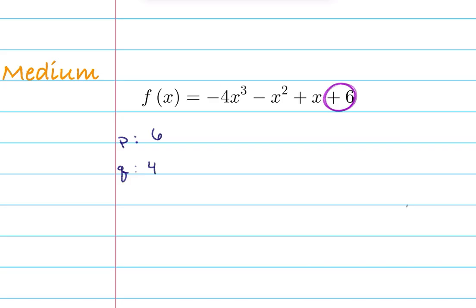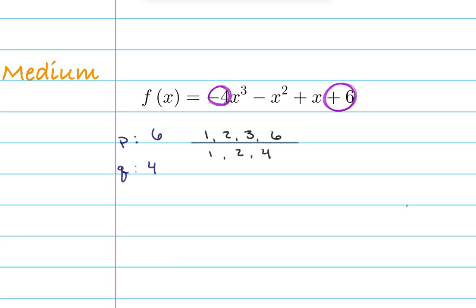Again, remember, we don't have to worry about the sign part because we're going to add it in at the end. Okay, so start off, I'm going to list all of my factors of 6, all the numbers that go into 6 equally. So I've got 1, 2, 3, and 6. For 4, for my q, I'm going to do 1, 2, and 4.